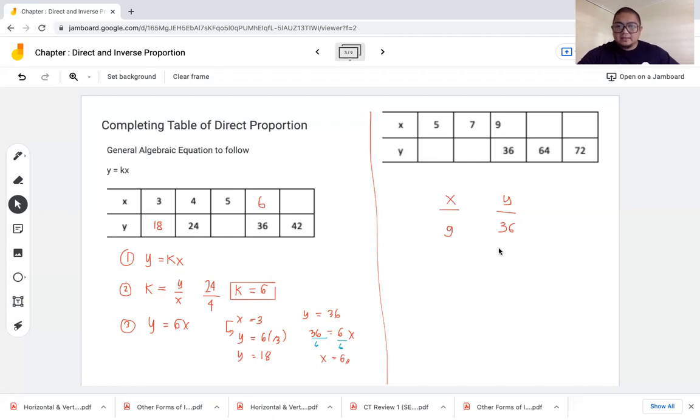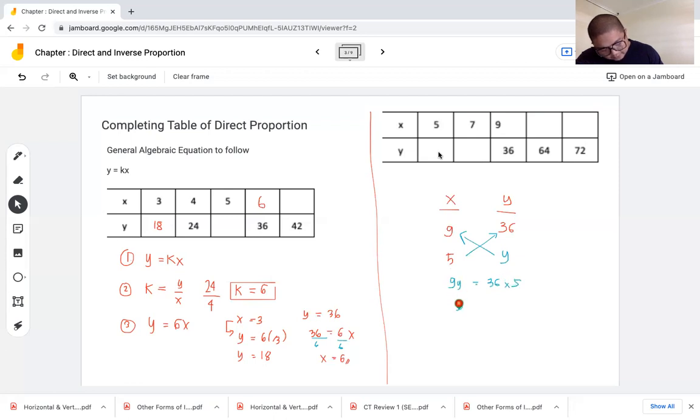So in this case, let's say, for example, I'm going to solve for the y here, and I know that the x here is equivalent to 5. So that means the one that is missing in this calculation is equivalent to y. So I will do the same procedure, cross multiplication. So this is going to give me 9y is equivalent to 36 times 5.